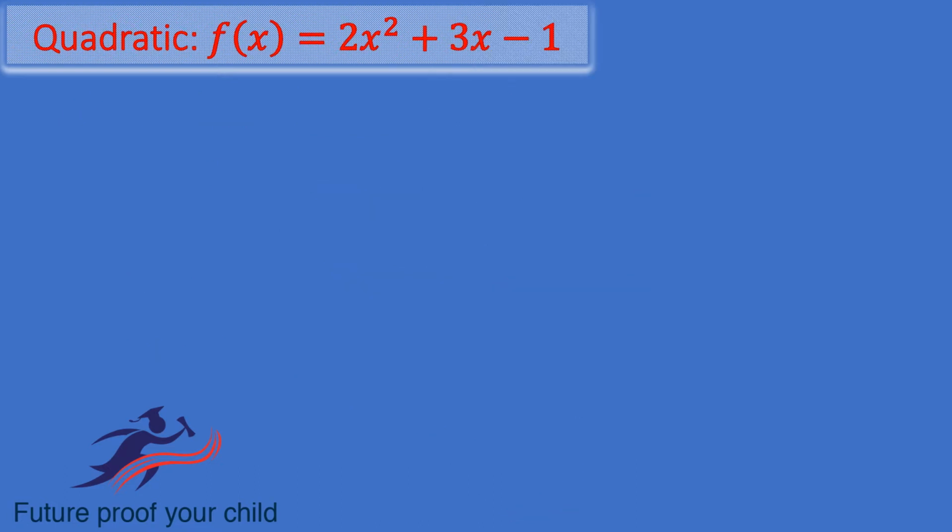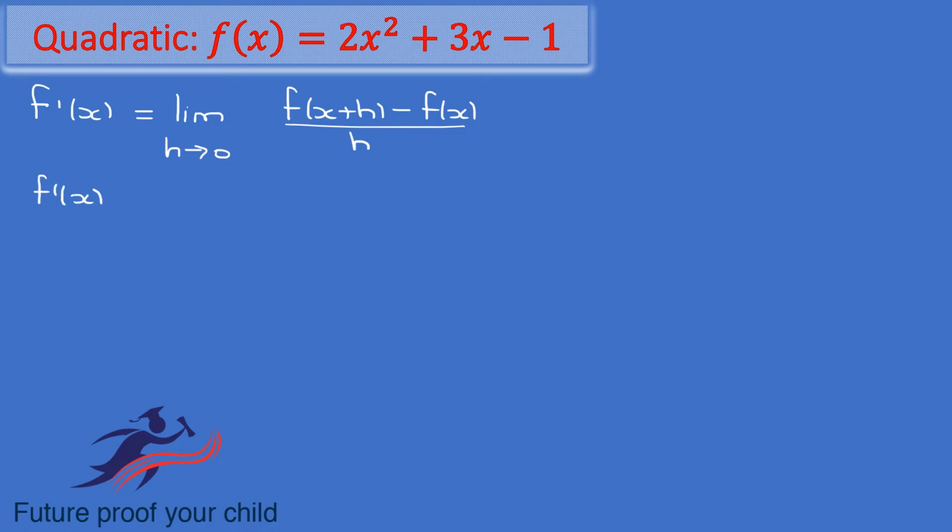Now we have a look at the quadratic equation. So for the gradient or the derivative, the limit as h approaches 0 of f of x plus h minus f of x over h. So the gradient or the derivative equals the limit as h approaches 0. So first start by replacing all the x's with x plus h. So it's 2 times x plus h squared plus 3 times x plus h minus 1.